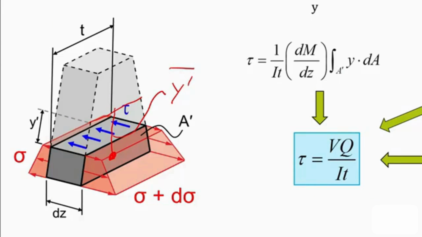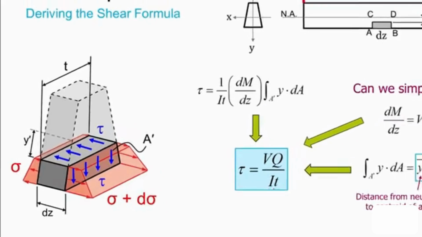Now the only remaining thing to do is remember, due to complementary shear, that the horizontal shear stress is equal to the vertical shear stress. So tau in the vertical direction is VQ over IT.